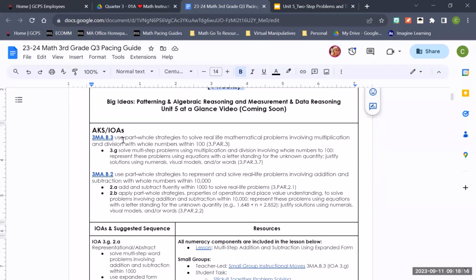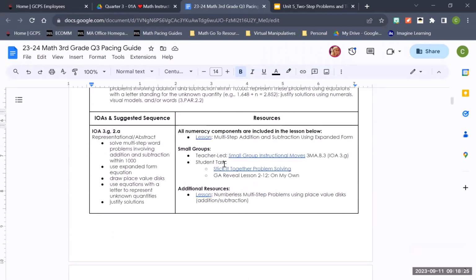Below that box, you will find the AKS that we have reviewed in Chapter 1, along with the IOAs that support that AKS. Just as a reminder, the left column of the pacing guide lists the learning progression of the AKS and IOAs through the concrete, representational, and abstract strategies. The bullets indicate the learning objective or learning targets for the day, as well as suggested manipulatives. The right column of the pacing guide shows the intentional instructional resources that align to the intended learning objectives for each day of instruction.